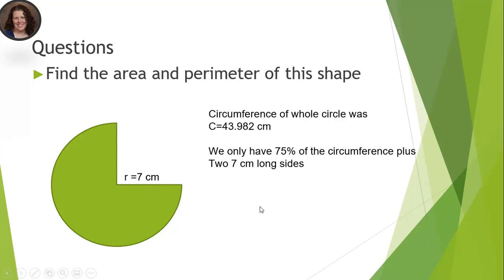And if we're going to find the circumference of the portion of the circle, notice that we only have 75% of this outside edge, but instead of having a continued circle, we have a cut out. And so we need to consider these two edges as well. So we're going to take 75% of the circumference from before, but then we're going to add on 2 7-length edges to make it a complete fence.